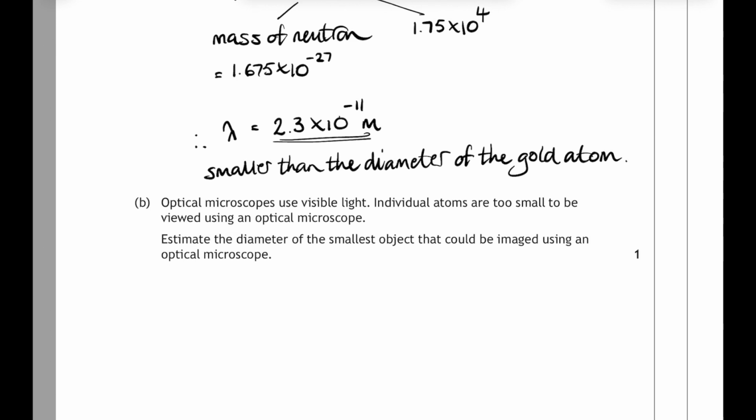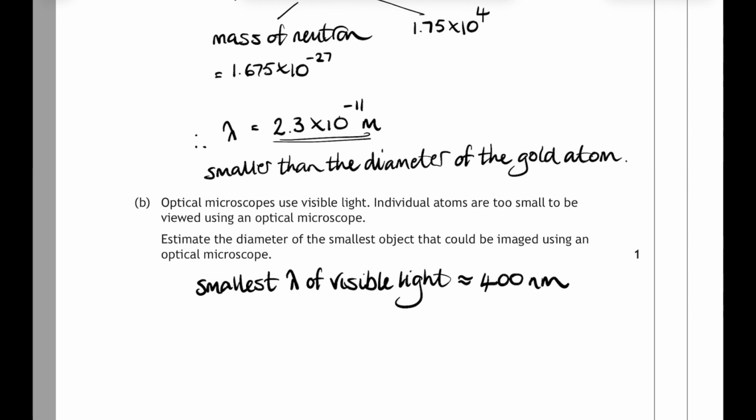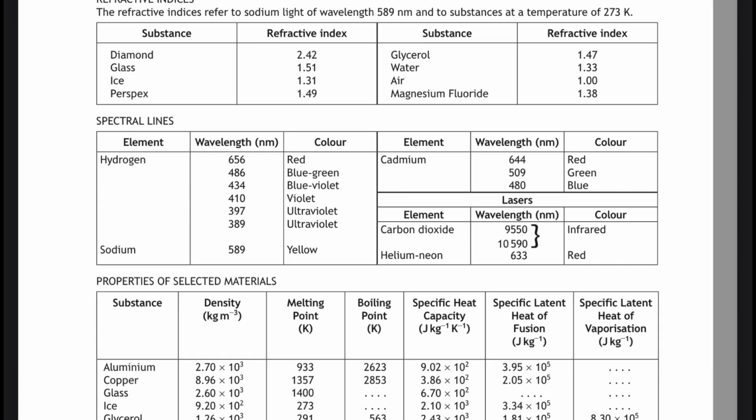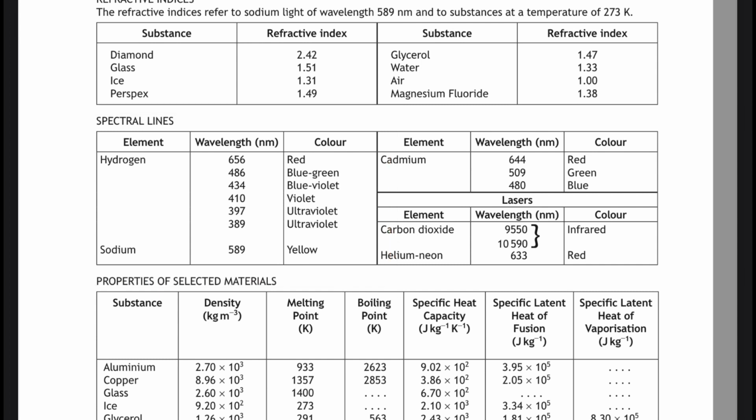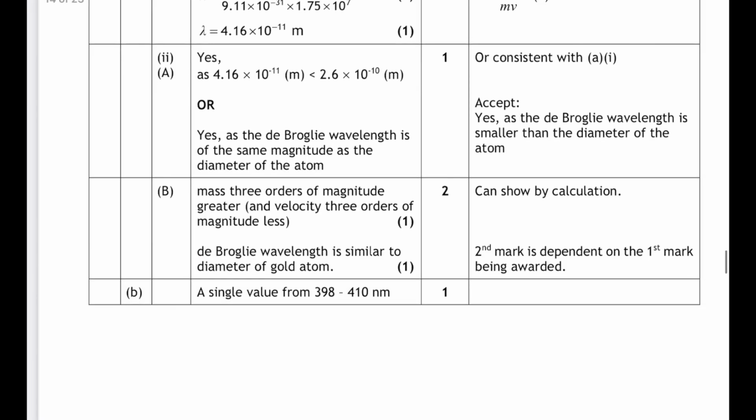Then part B, optical microscopes use visible light, and individual atoms are too small to be viewed using an optical microscope. And we have to estimate the diameter of the smallest object that could be imaged using an optical microscope. Well, to answer this, we need to think about the smallest wavelength of visible light, and that is about 400 nanometers. In fact, if you go to your data sheet, then you'll see some wavelengths of visible spectral lines there, and the smallest wavelength you'll find for violet light is 410 nanometers, so approximately 400 nanometers there for 1 mark.